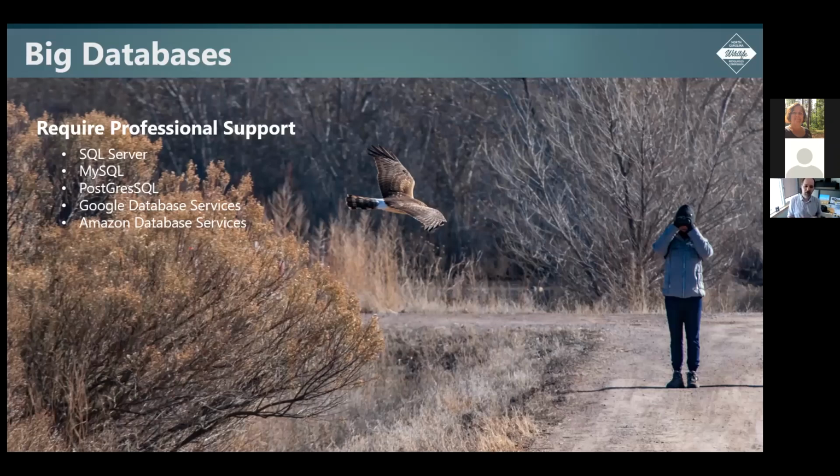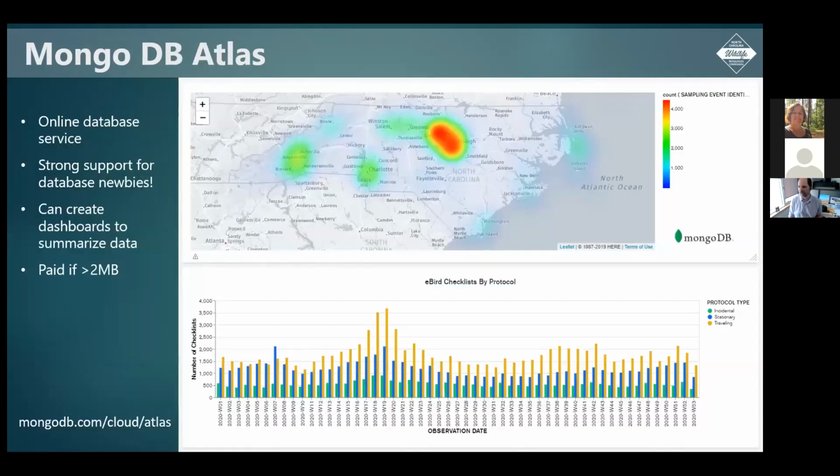Having said that, I will mention one software that we've used for the bird atlas in North Carolina that's become really useful, and that is this awesomely named software called MongoDB. It handles really big data really easily. It's really useful. It's an online database service, and it has really strong support for database newbies.